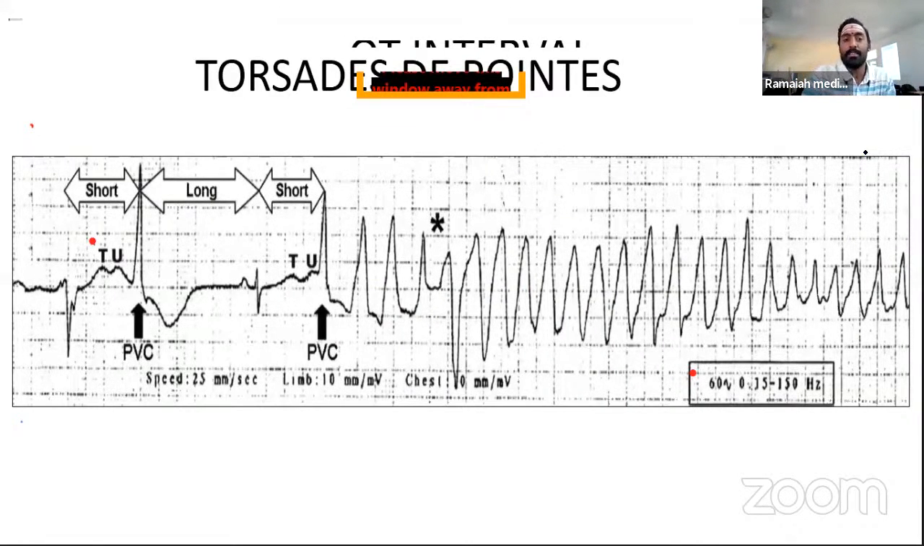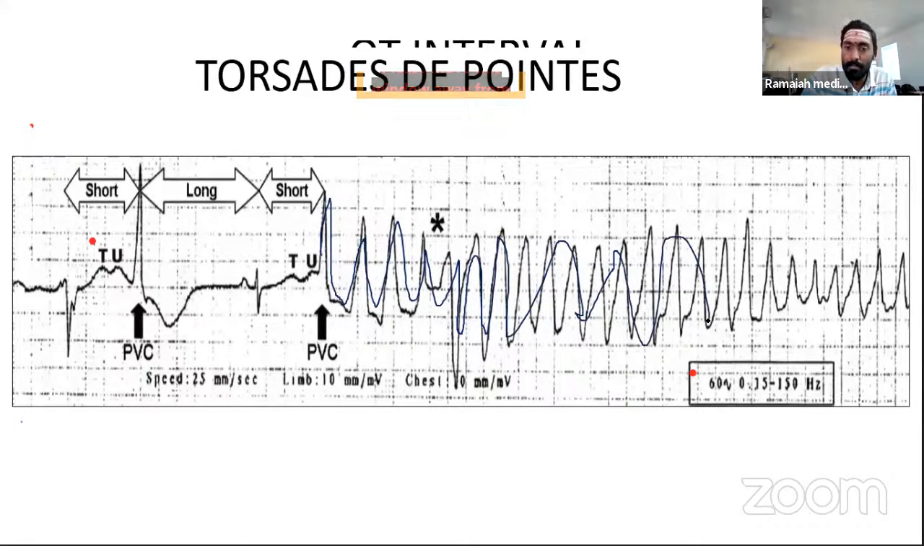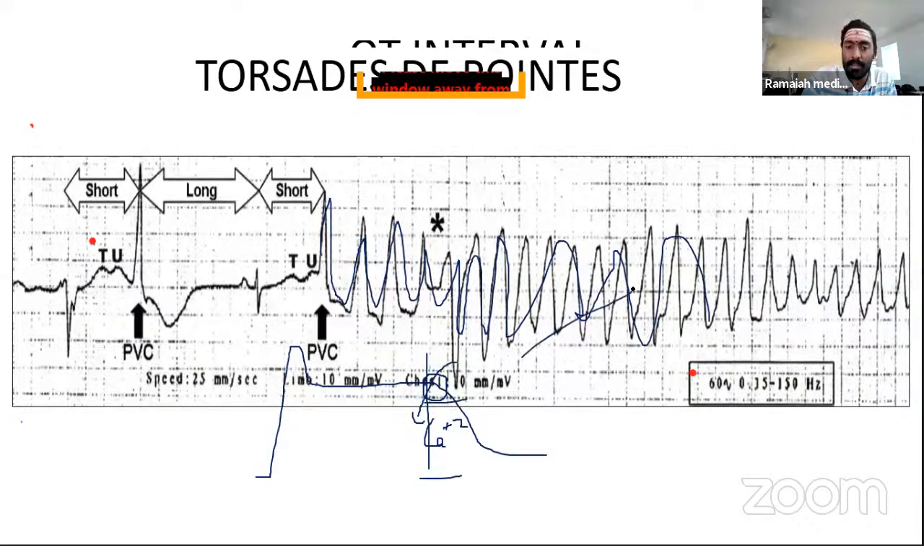So if the QT is prolonged, this is what results. It's called torsade de pointes, which is a twisting of a spike. It's a ventricular arrhythmia, because the action potential is prolonged. There is something called a relative refractory period in any action potential, and during that time there is calcium influx. This calcium influx is what is going to trigger this arrhythmia.